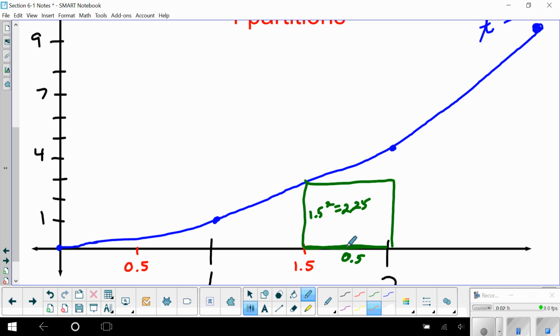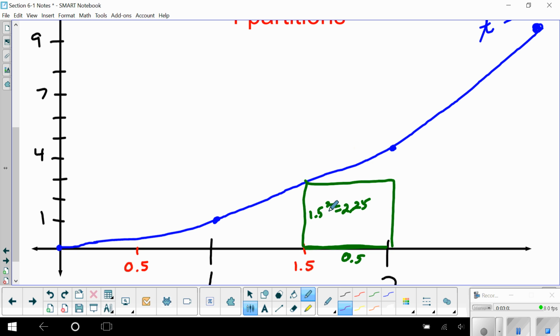Or I could use the middle of my rectangle, 1.75, and go up until that hits the curve. In which case, this is at 1.75 squared. Or I could use the right-hand side and go up until I hit the curve on the right-hand side, in which case this is at 2 squared, which is 4. So I have 3 different choices. So what we do is we pick one of them and we use it for all of the rectangles. So in this case, I'm going to use the left, the 1.5, not the midpoint, not the right.